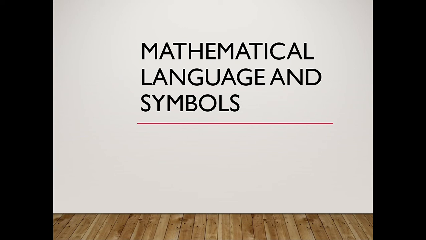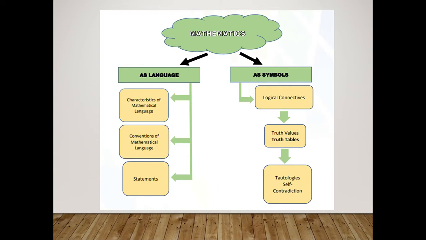So, for the mathematical language and symbols, of course, in here, mathematics is actually divided into two. We have here mathematics as a language and mathematics as a symbols. When we say mathematics as a language, it includes there the characteristics of mathematical language, the conventions of mathematical language, and of course the statements. When we say mathematics as a symbols, it is about logical connectives, and it also has its truth values and the tautologies and self-contradiction.